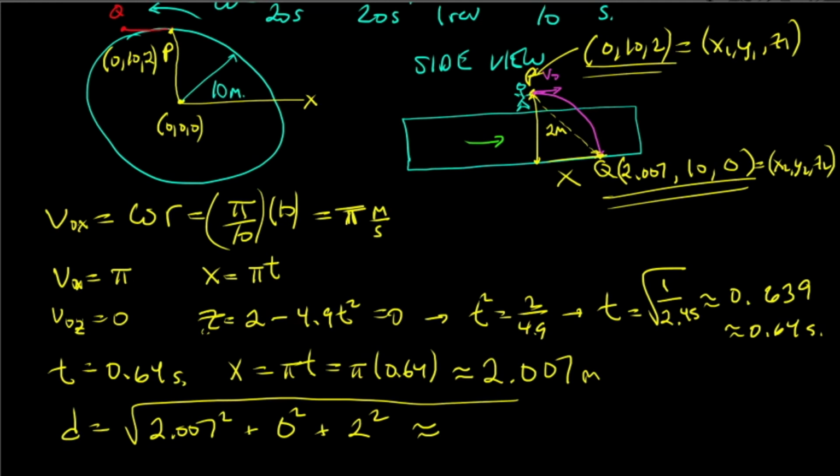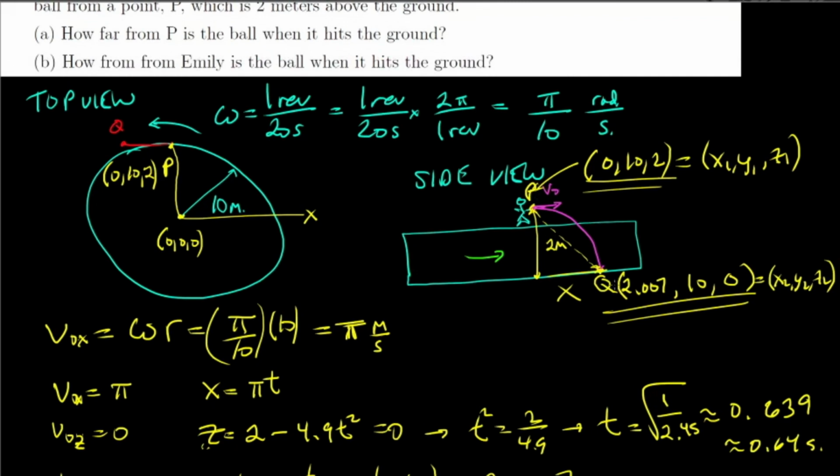Okay, so it's about the square root of 8.028, which is about 2.833. We'll say 2.83 meters. So I think that's the distance. Yep, that's the distance between point P and Q, from where it starts to where it lands, where it was dropped from to where it lands.